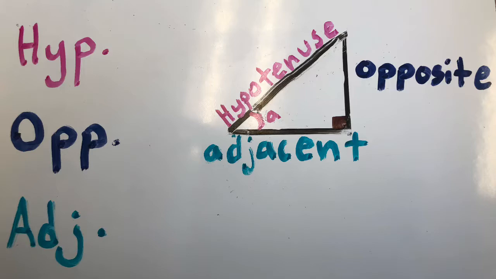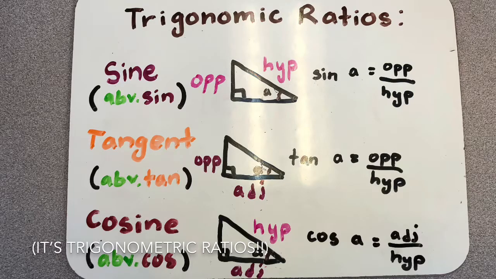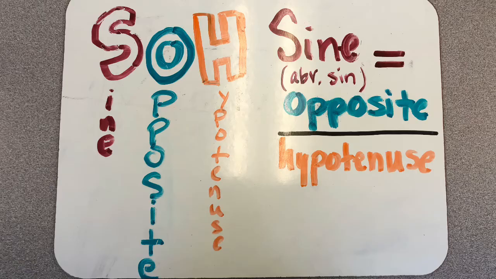Here's a look at the three trigonometric ratios: sine, cosine, and tangent. The ratio of sine is equal to opposite over hypotenuse. So Soh helps us remember this, as S represents sine, O opposite, and H hypotenuse.